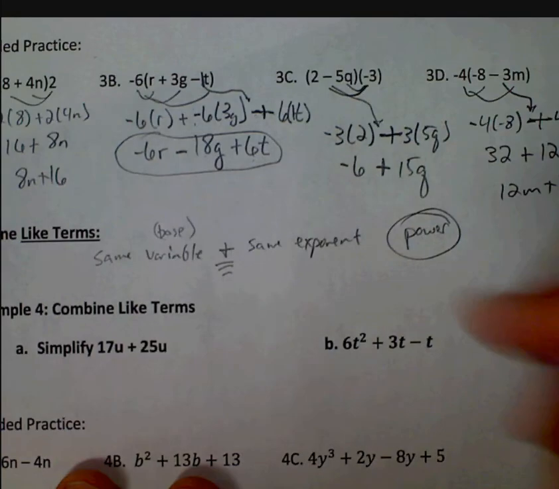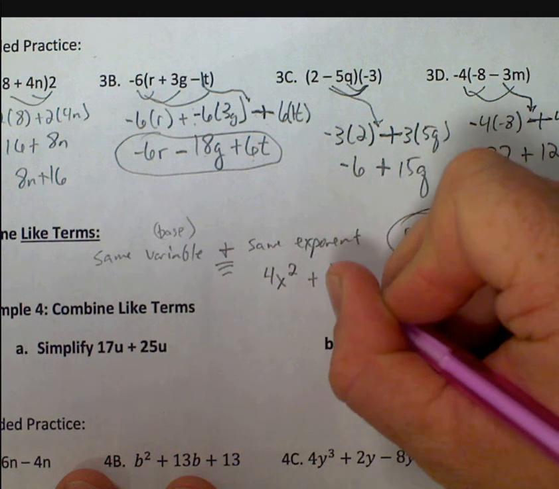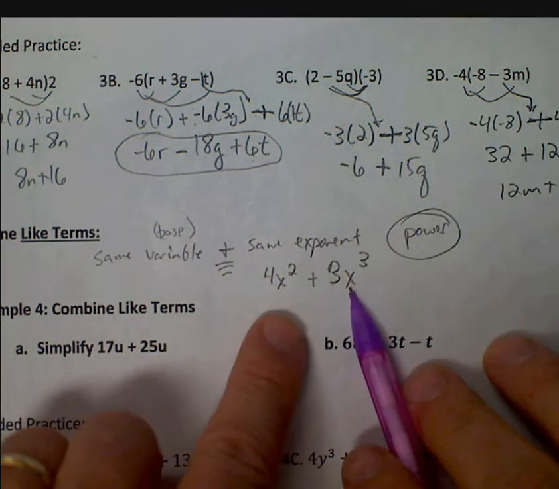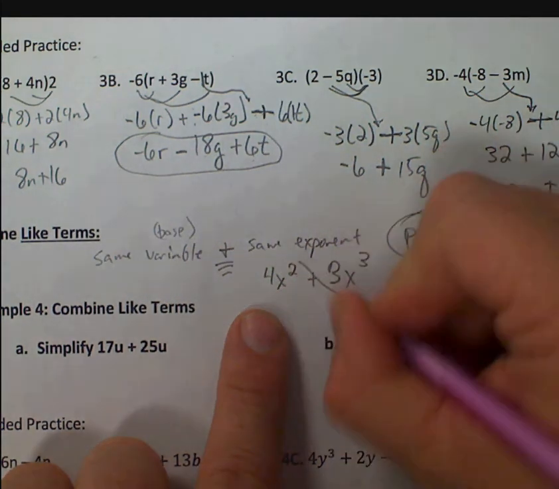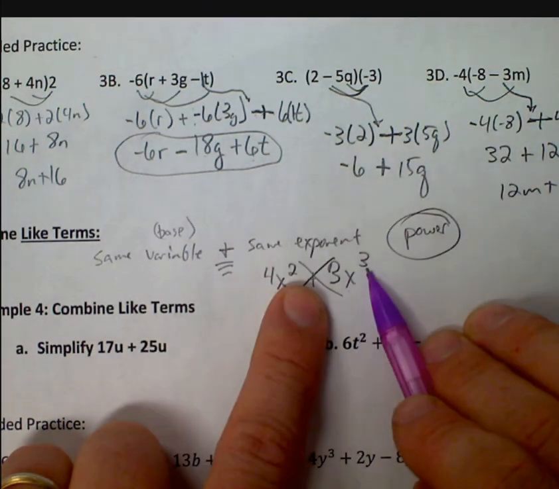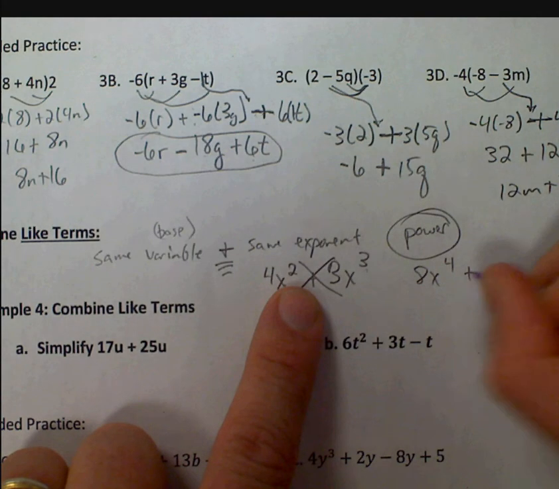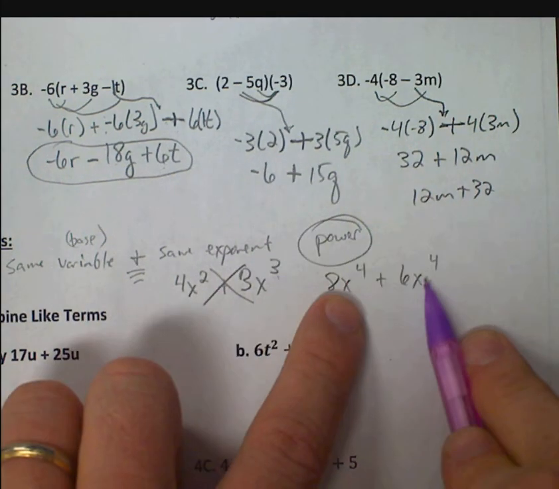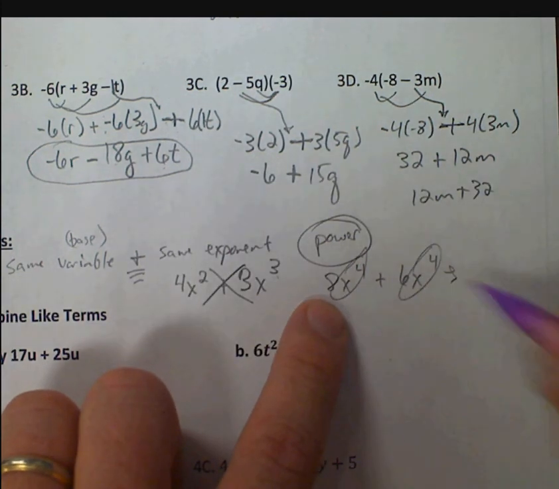Here's what I mean. If I have 4x squared plus 3x to the third, these are not like terms because I have x squared, x to the third. Those are not like terms. They have to have the same variable and same exponent. 8x to the fourth plus 6x to the fourth. These are like terms. X to the 4, x to the 4. How many do I have?